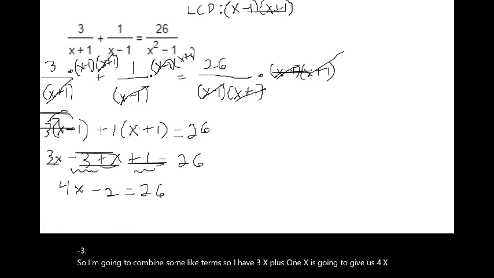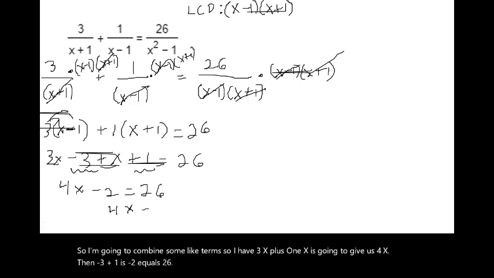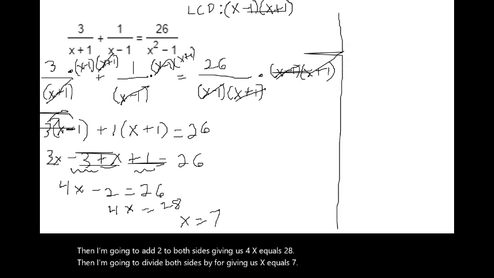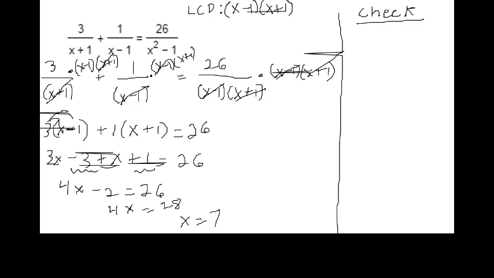Then I'm going to add 2 to both sides, giving us 4x equals 28. Then I'm going to divide both sides by 4, giving us x equals 7. Before we circle it and call it good, we're going to make sure that we check our solution. So I'm going to check my answer by plugging 7 back into the original equation in for every single spot that we see an x.